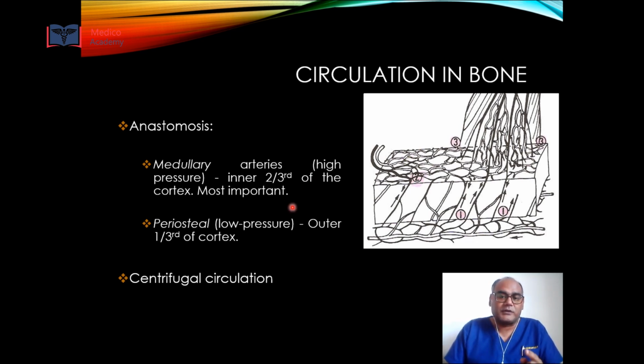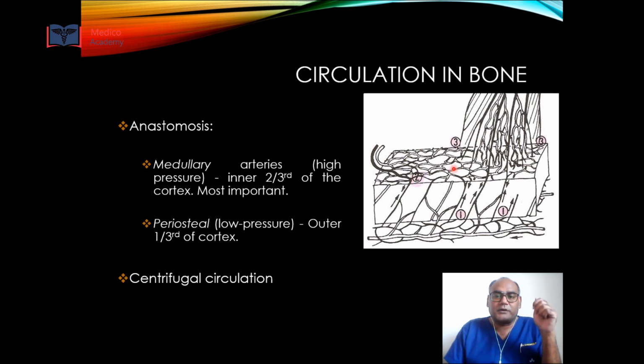The second aspect deals with the circulation of bone. We know that bone circulation is a centrifugal circulation. What do we mean by that? There is a high pressure intramedullary nutrient artery system, and then there is a low pressure periosteal and articular artery system, which is mainly supplied by the surrounding soft tissues.